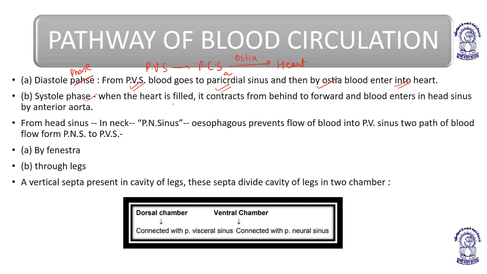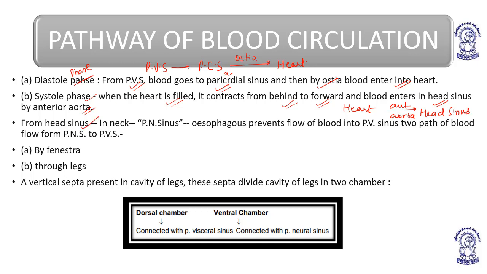Systolic phase: when the heart is filled, it contracts from behind to forward, and the blood enters into the head sinus by the anterior aorta. So from the heart, blood enters through the anterior aorta into the head sinuses.